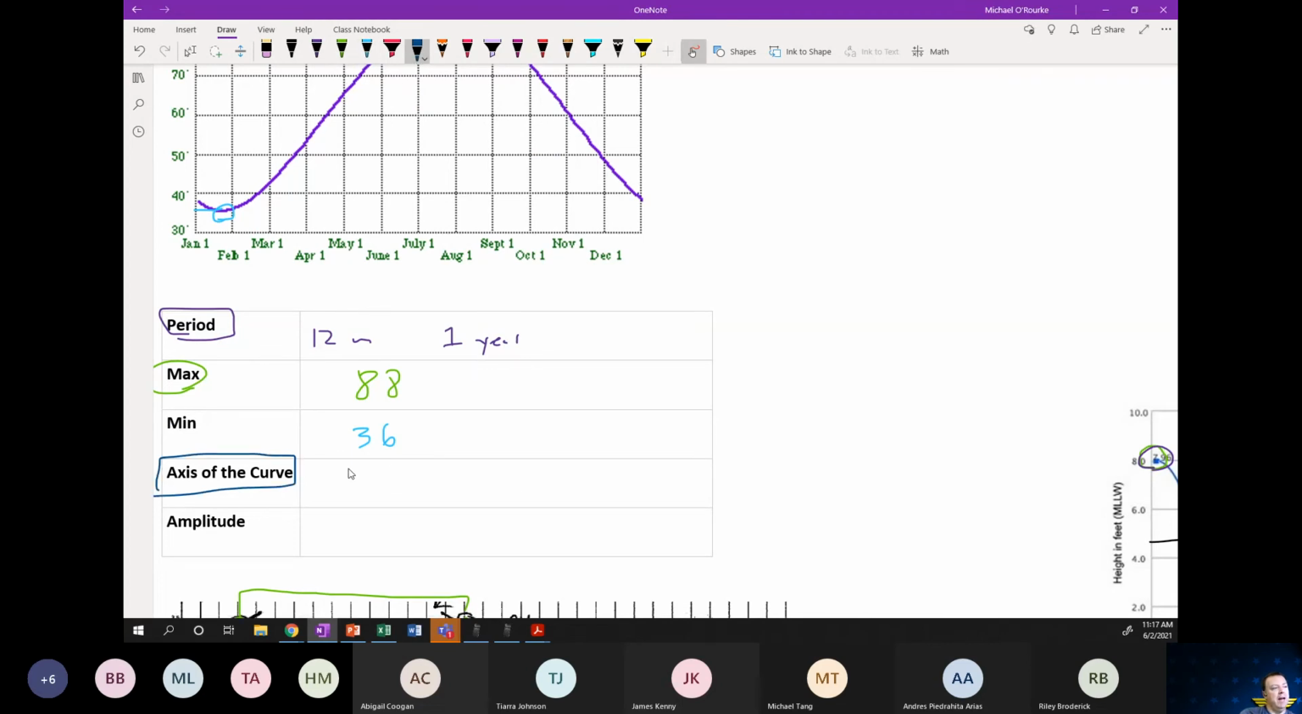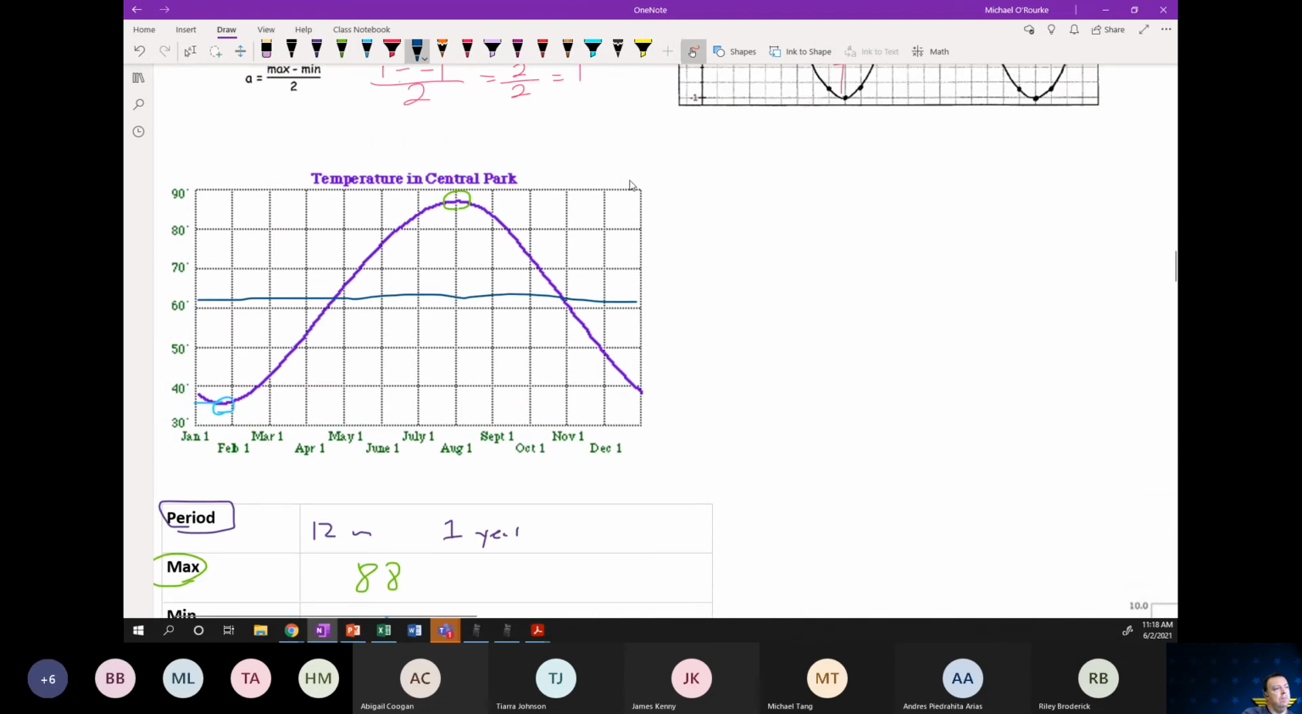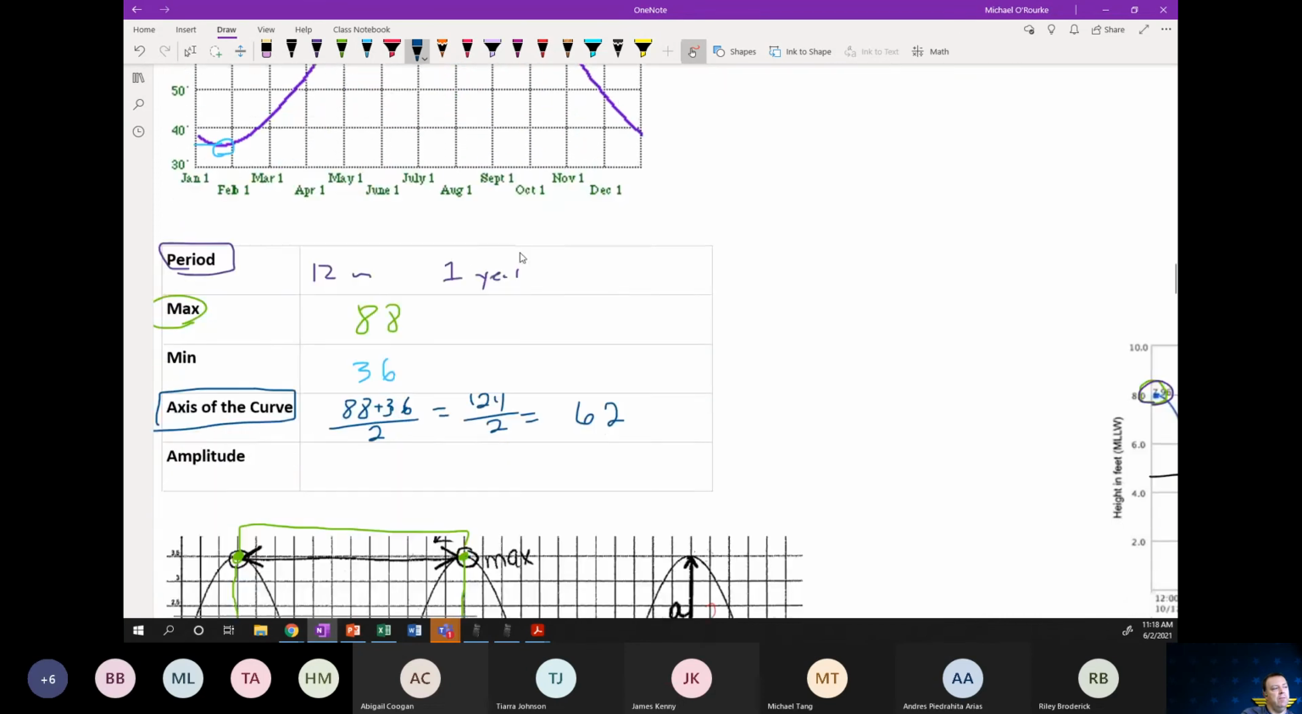My axis, I'm going to add these together. 88 plus 36 divided by 2. So that's 124. 124 divided by 2 is 62. I'm going to sketch it right here real quick, just to double check myself. It looks about right. It's kind of hard to see with this graph.